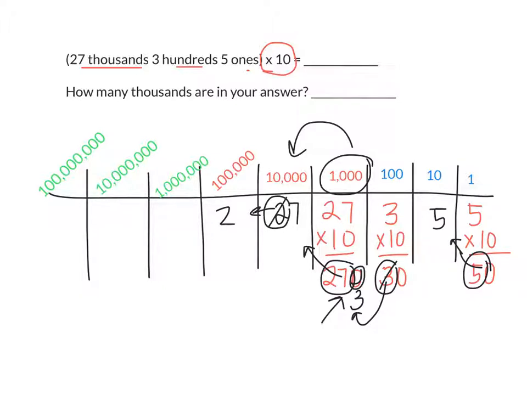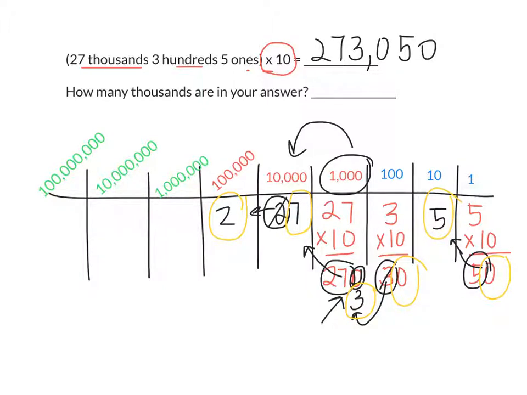So all together, what's our final answer? How many hundred thousands do we have, everyone? Two. How many 10,000s do we have? Seven. How many thousands do we have? Three. How many hundreds do we have? Zero. Good. How many tens do we have? Five. How many ones do we have? Zero. Good. So our final answer then is 273,050. Let me ask you a question.